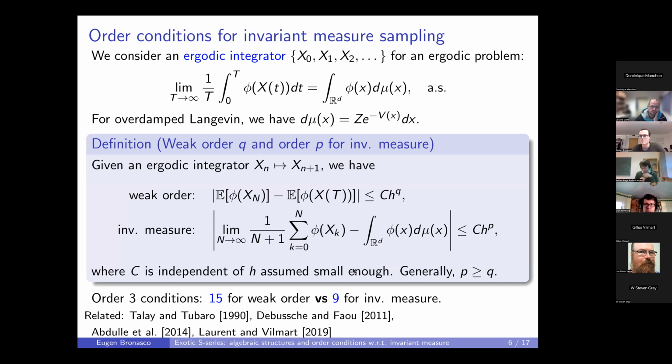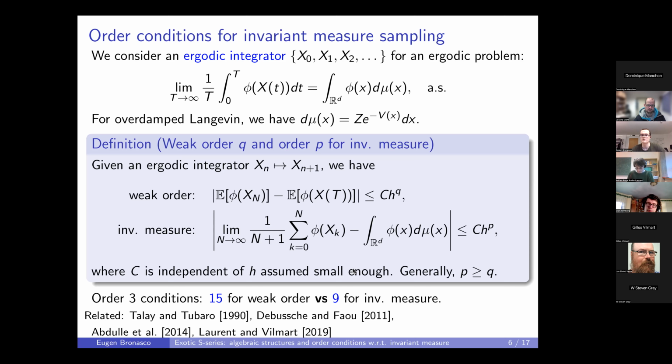So the weak order measures how well a numerical integrator approximates the expectation of the solution, and the order with respect to invariant measure measures how well the method approximates the invariant measure. So how close is the invariant measure of the method to the invariant measure of the solution. And a nice property, which was, as far as I know, studied by Talay and Tubaro in 1990, is that the order with respect to invariant measure is higher or equal to the weak order.